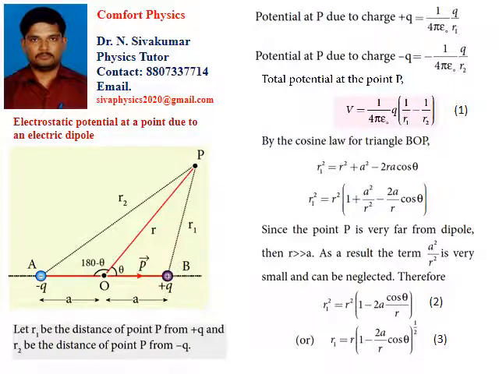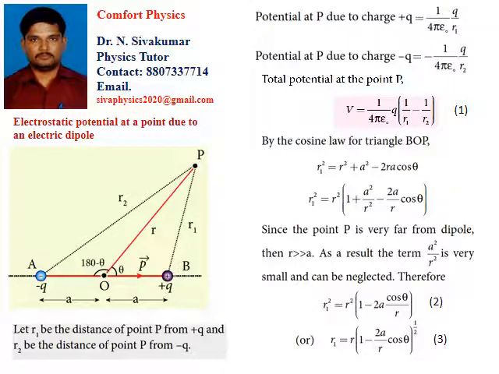Today we are going to discuss the topic electric potential at any general point due to an electric dipole. We know that the negative and positive charges separated by a small distance constitute an electric dipole, with the distance 2a between the charges. Now we are going to consider a point P at a distance R1 and R2 from the positive charge as well as the negative charge. From the midpoint O to the point P, the distance is R.